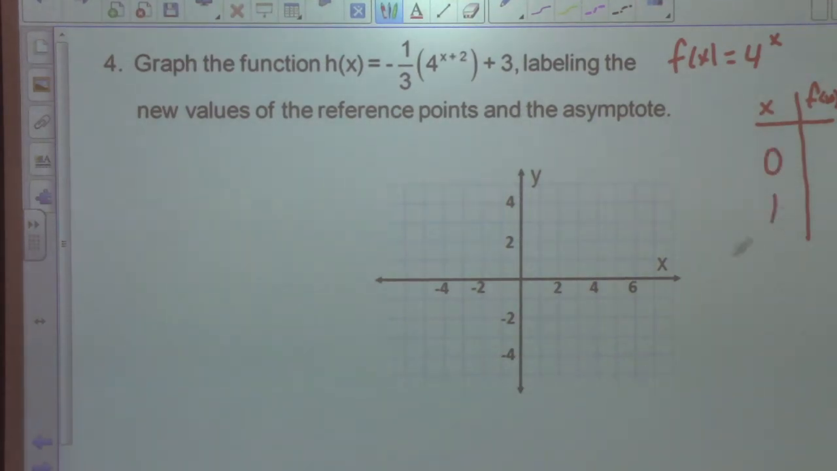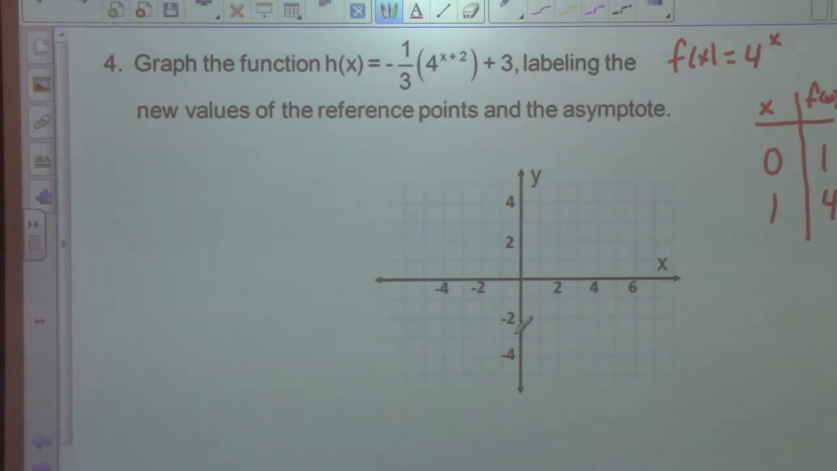Got to watch out, okay? Is this going to be a b greater than 1? Yeah, so we've got to use 0, 1. If we plug in 0, what do we get? 1. If we plug in 1, what do we get? 4. So those will be our reference points.